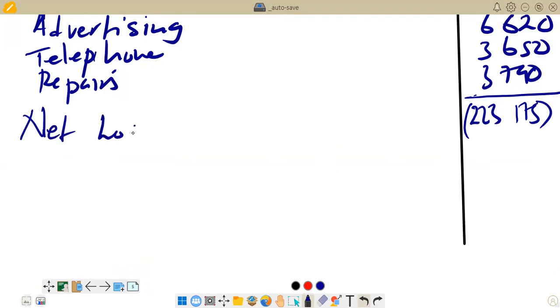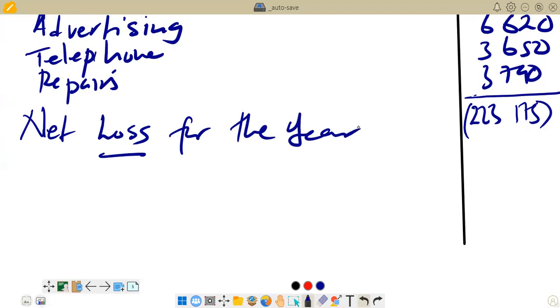Net loss. So here, that's why it is important. This term is going to be determined by the sign of the answer that we are getting here. Here we are getting a negative, so it's a loss. If it's a positive, it becomes a profit. So this is the net loss for the year. So this is our final figure in this statement of profit and loss.